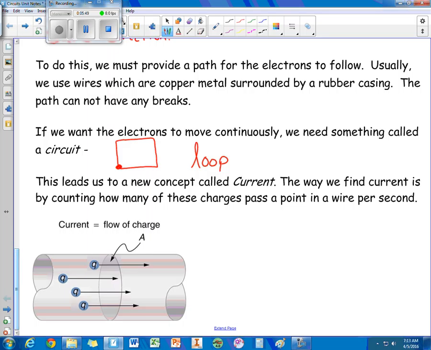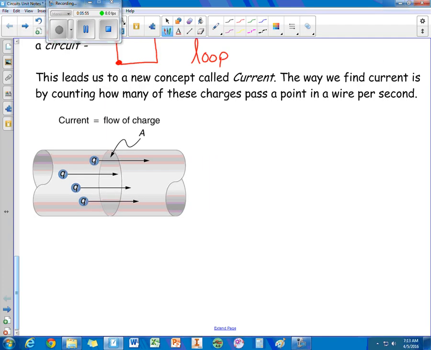Now, this also leads us to a new concept called current. And the way we find it is by counting how many charges pass a point in a wire per second. So in this diagram right here, we can see that we have a wire that's blown up, and we're looking at a cross-sectional area, and we're counting how many of these charges pass through this point every second.